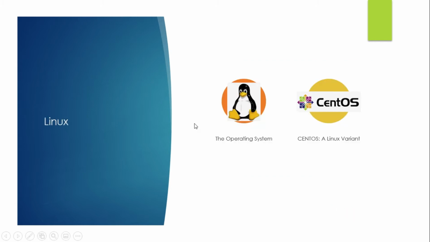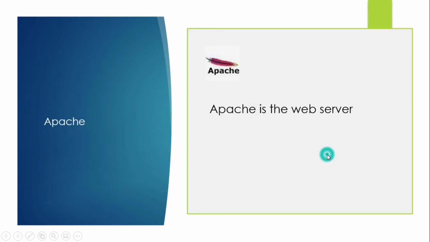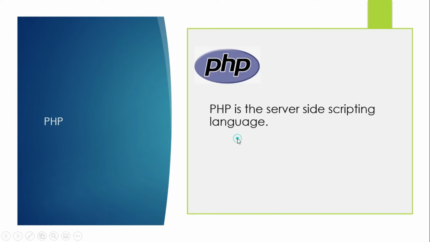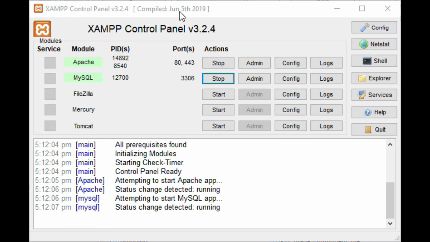So the Linux is, of course, the operating system. This is very popular for all those open source enthusiasts. And we have the CentOS as a variant of the Linux. We have the Apache as the web server, which runs our web application. We have MySQL as the database, which is the repository of our data, organized accordingly. We have PHP as the server-side scripting language, easy to learn language.